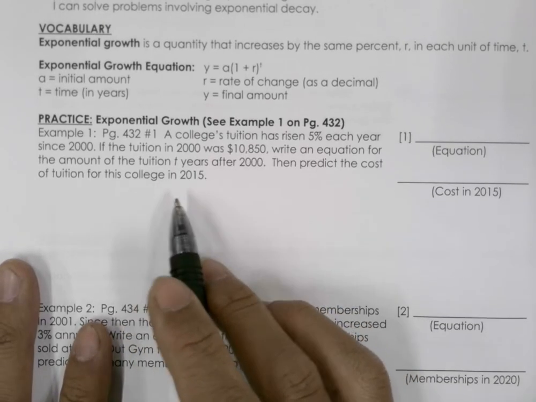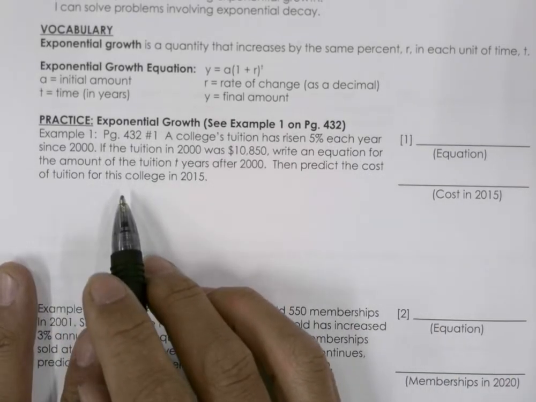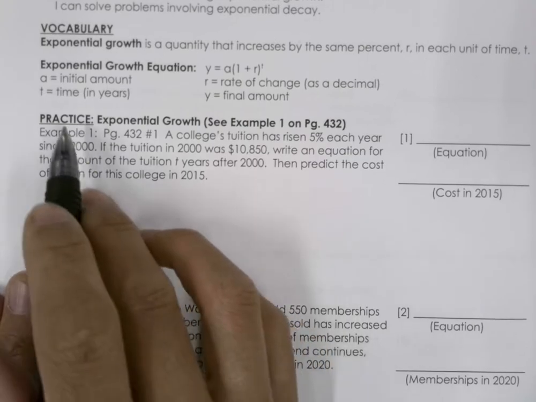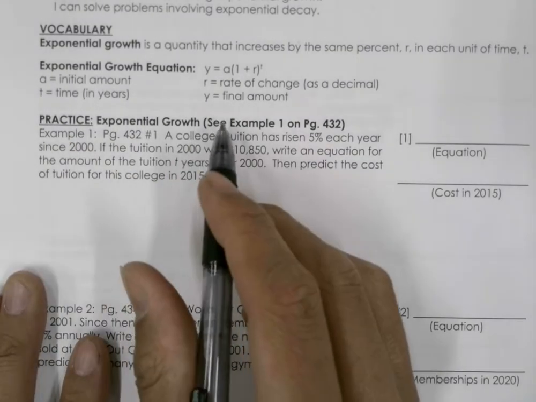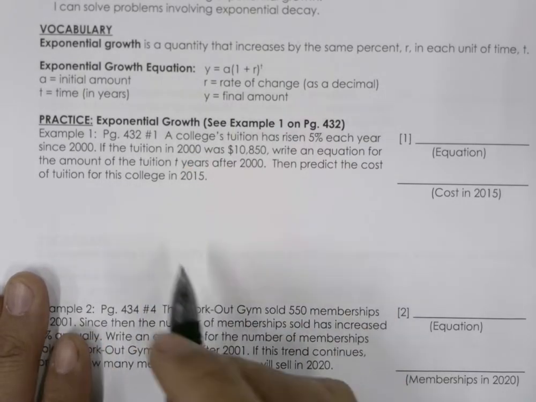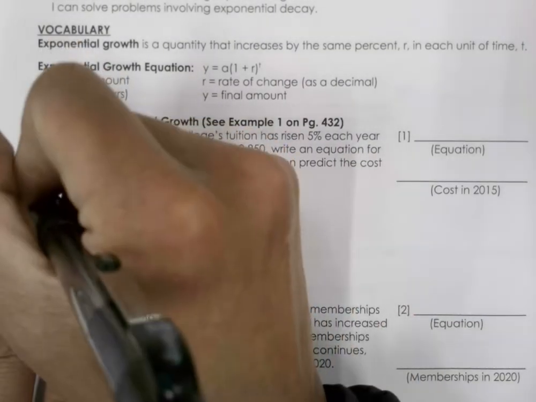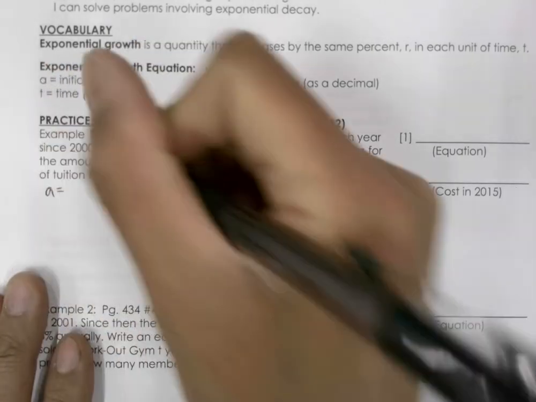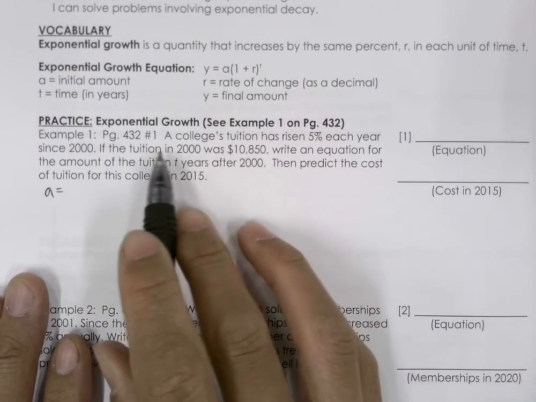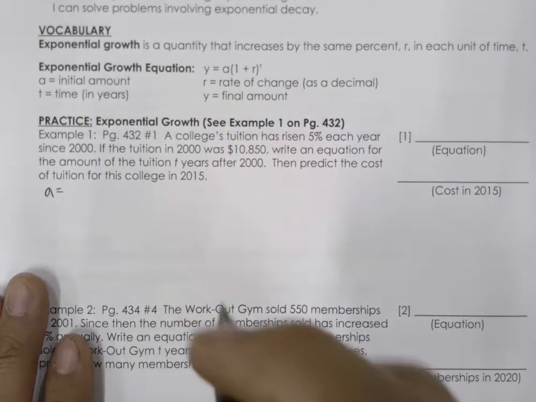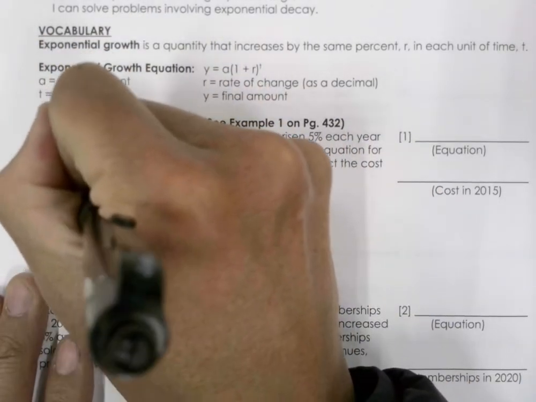Alright, so the first step when solving this problem is to identify a, t, r, and y, and then calculate what y is. So what is a? A is the initial amount. The initial cost for tuition is 10,850.